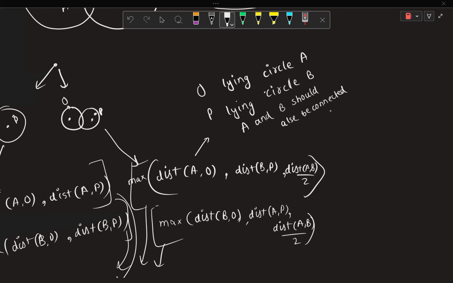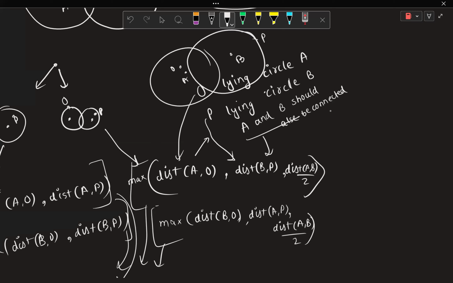Now the cost of connecting O and A is this, connecting B and P is this, and connecting A and B is this. Just taking this cost. Now let's say that A and O are very close to each other, but B and P are not. At the end, you will have the radius as the maximum requirement. So that's why we have been taking the maximum.